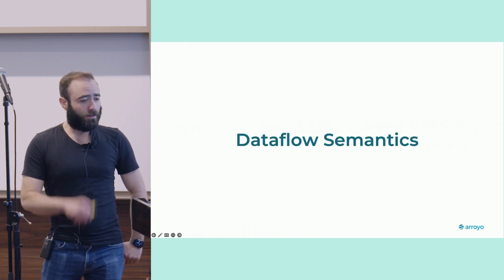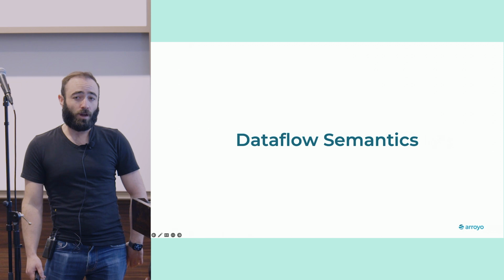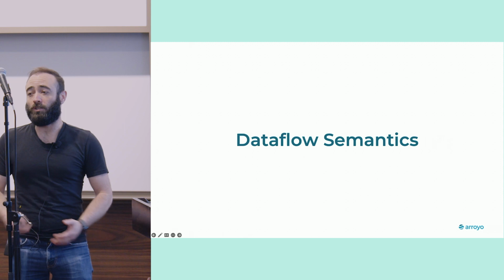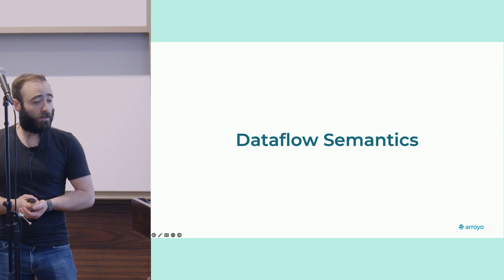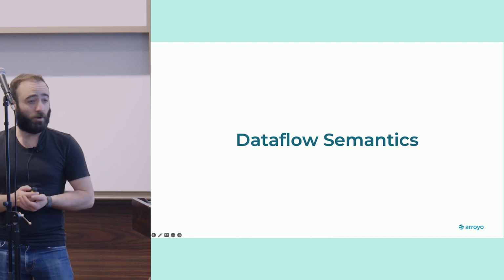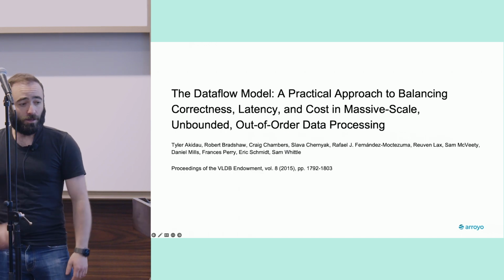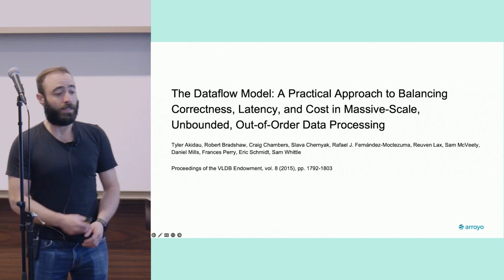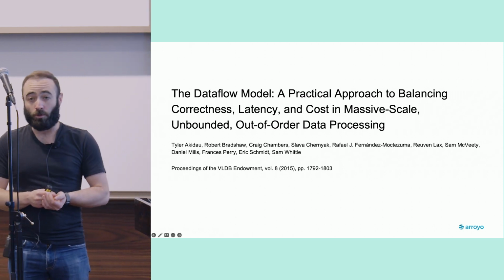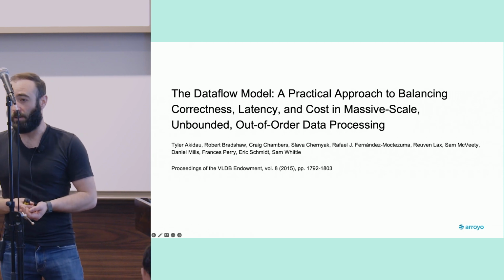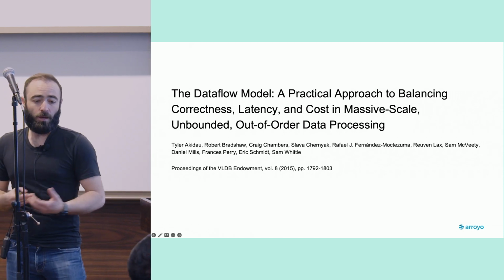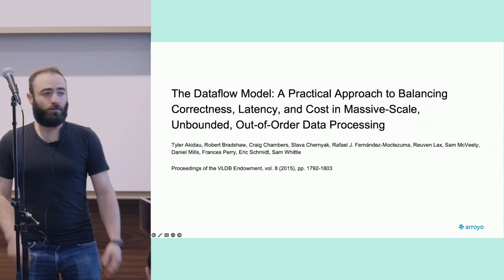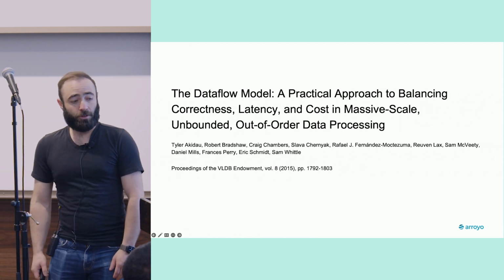And there's two ways that people have gone about this, or two ways I'm going to talk about, ways of extending relational algebra with streaming semantics. And I'm going to talk about two of them here. The first one I call dataflow semantics because it came out of this paper, the Dataflow Model, a practical approach to balancing correctness, latency, and cost in massive-scale, unbounded, out-of-order data processing. This is a very influential paper from Google that really laid out their philosophy around streaming data based on a lot of different systems that they had built over the years.